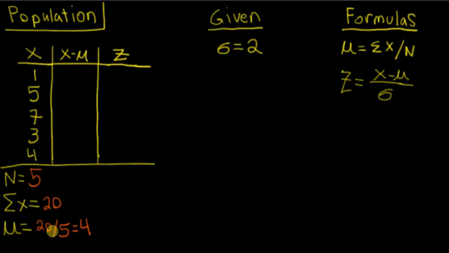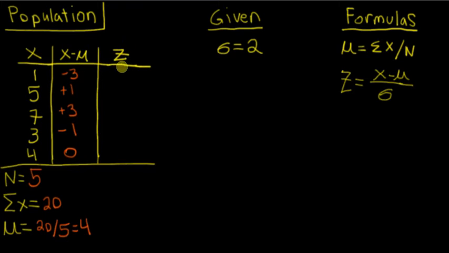Now we have enough information to start filling in this column right here, x minus mu. All we're going to do is take 1 and subtract 4. So 1 minus 4 is negative 3. Here we're going to do 5 minus 4 is positive 1. 7 minus 4 is positive 3. 3 minus 4 is negative 1. And 4 minus 4 is 0. So we calculated mu, and we used mu to then determine this column right here using these x values.